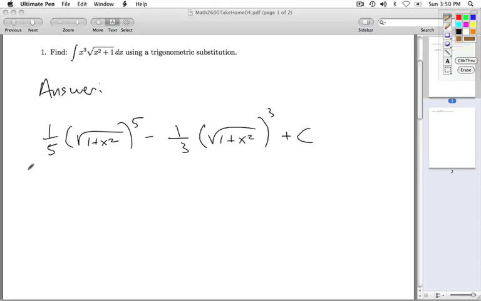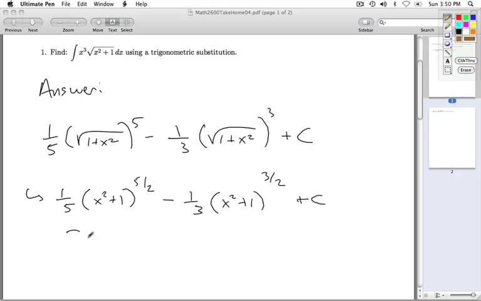You may want to write that as 1/5 times x squared plus 1 to the 5 halves minus 1/3 x squared plus 1 to the 3 halves plus c. And that'll do it for take home 4.